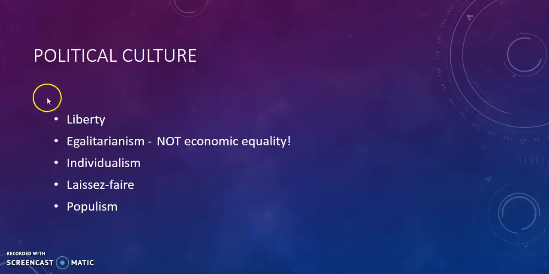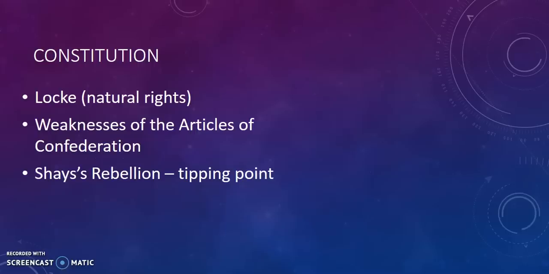Now, it's important to note that these are the elements of our political culture. One thing that separates us from Europe is this idea of egalitarianism: we, the United States, do not believe in economic equality. Certainly we believe in equality of opportunity, but not in economic equality. That's a big, big difference in our political culture.